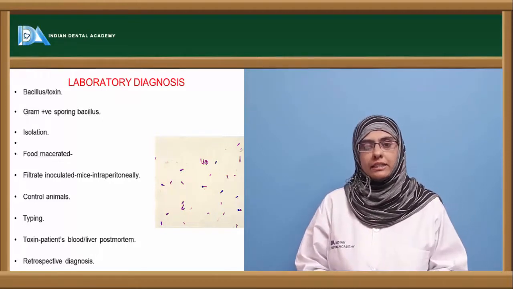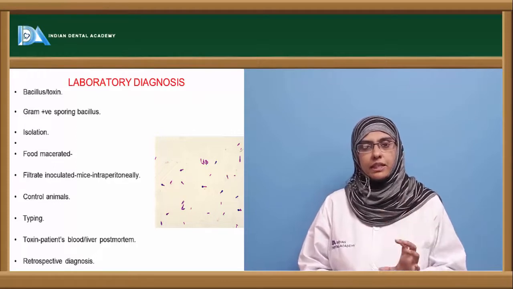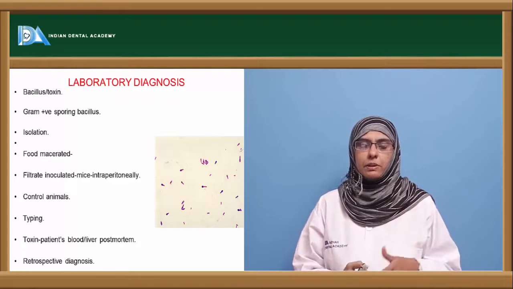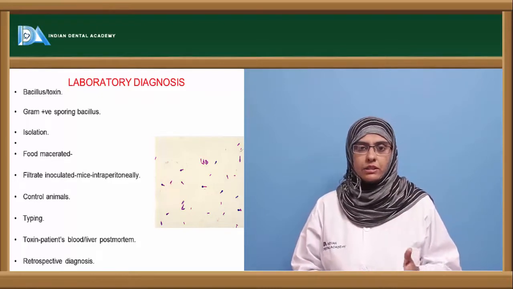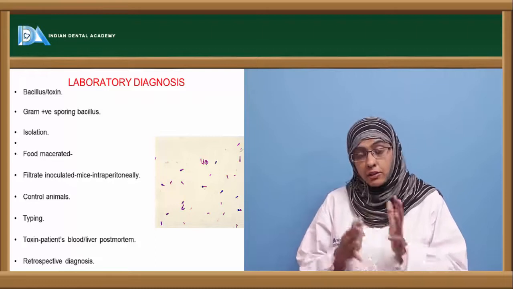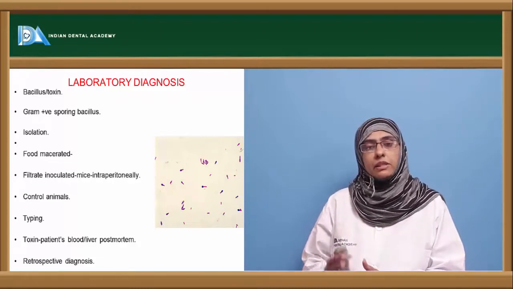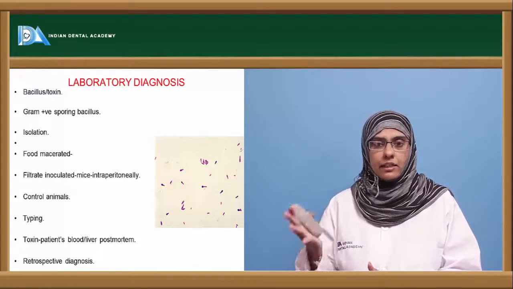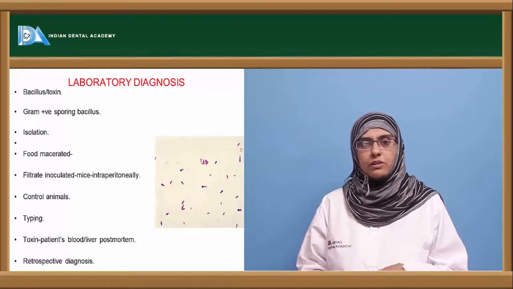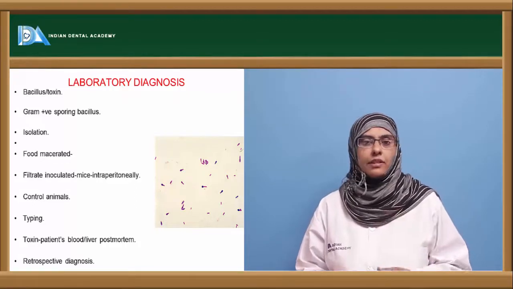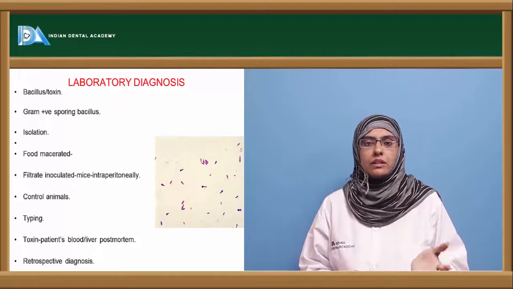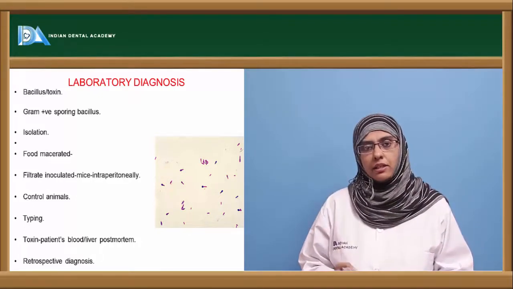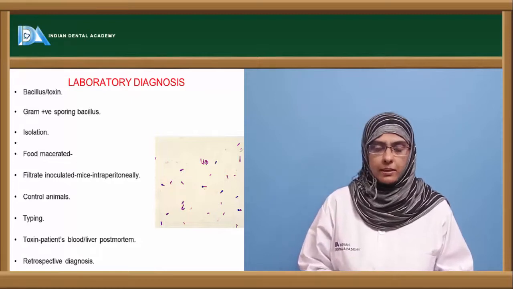depending upon the homologous antiserum. The food that is collected should be macerated, and the liquid part is inoculated intraperitoneally into the experimental animal, and a control is taken where the animal is protected by a polyvalent antiserum or antitoxin. Based upon the appearance of the symptoms, you can identify the toxin that is produced and causes the death of the test animal. And typing, as I told you, can be done with the help of homologous antiserum.